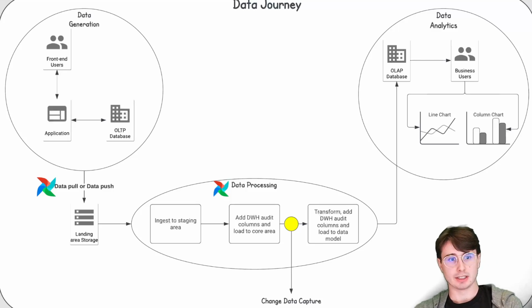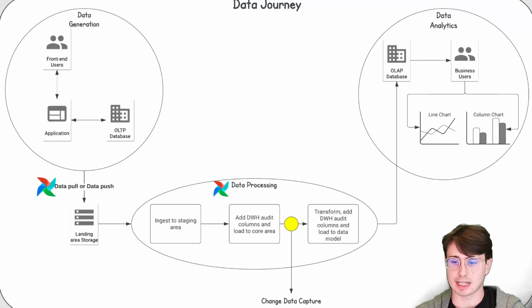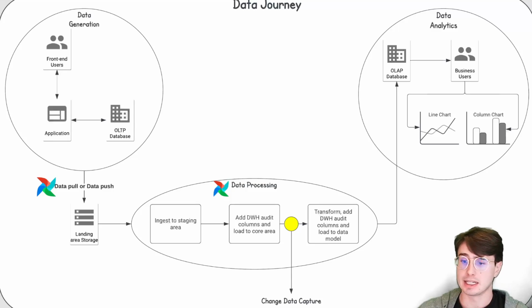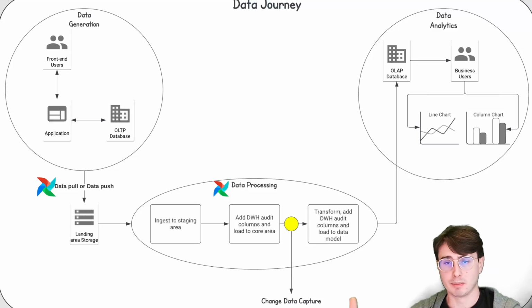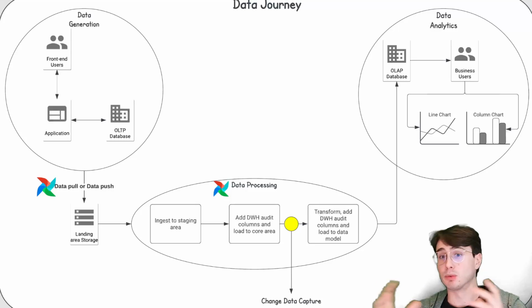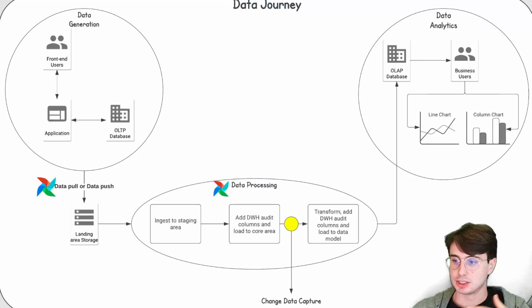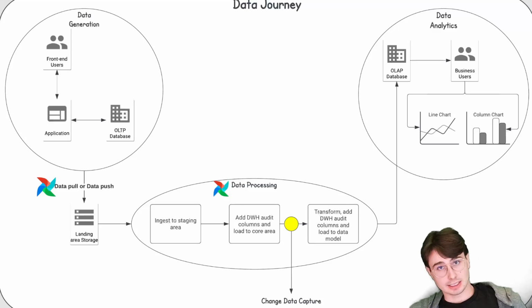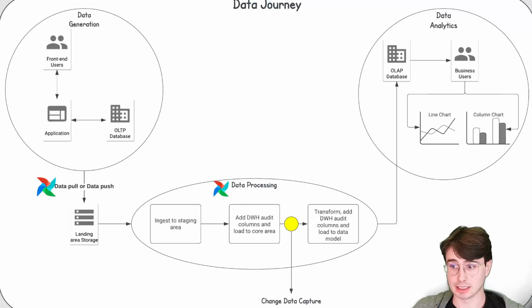So what we're doing here is basically loading data from one database that describes our front-end users, applications, OLTP database, bringing it into a landing storage area, and then ingesting it, auditing it, capturing any data changes that happen before uploading it back into our data analytics database, which is going to be based on OLAP. So the two tools we're going to have: our source database will be a Postgres SQL database, and our target database will be a Snowflake database.